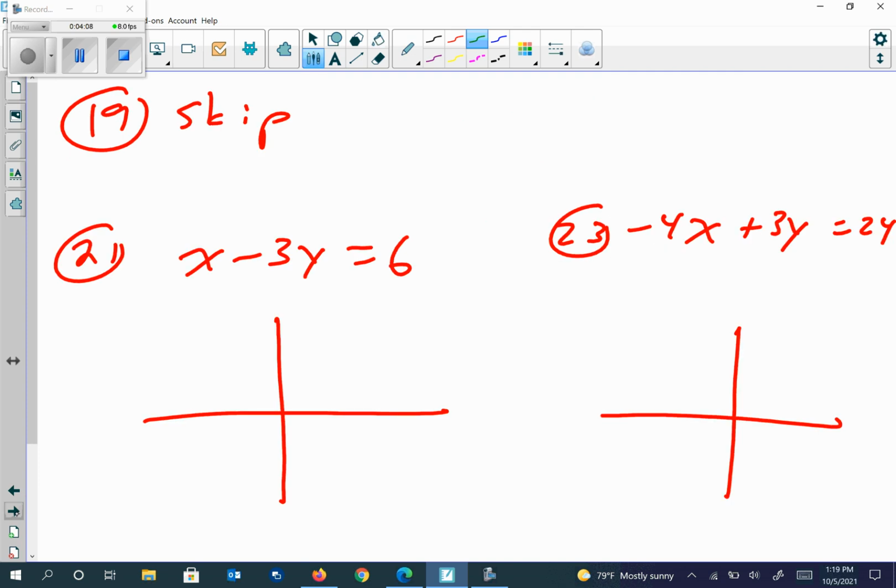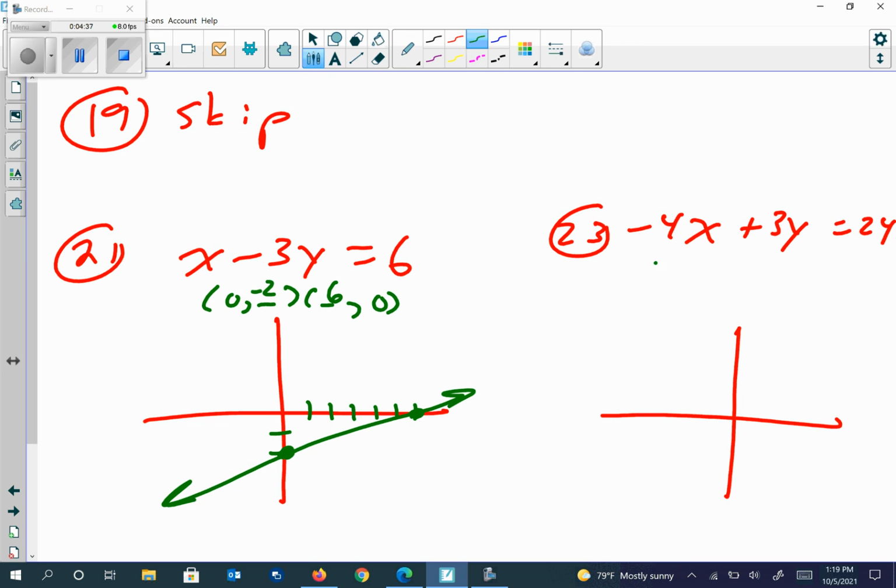Number 19, we just go ahead and skip it. Number 21, I think we can do the cover method on this. So 0 comma blank and blank comma 0. So this is an x value right here. So negative 3 times what number gives me positive 6? That'd be negative 2. So 0, negative 2 is down here. This is a y value. If you plug that in, you get x equals 6. So 6 comma 0 is the x-intercept. 1, 2, 3, 4, 5, 6. Solid line.